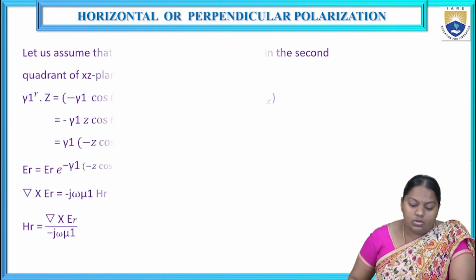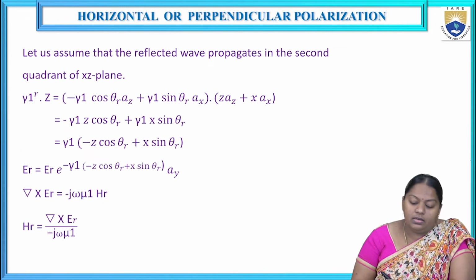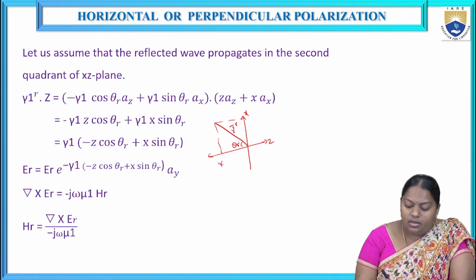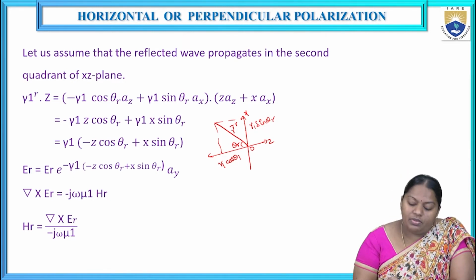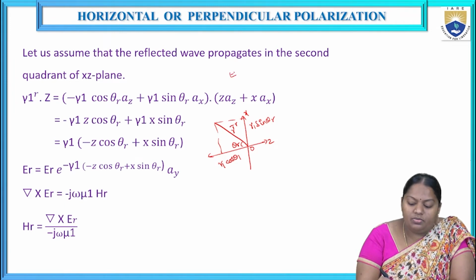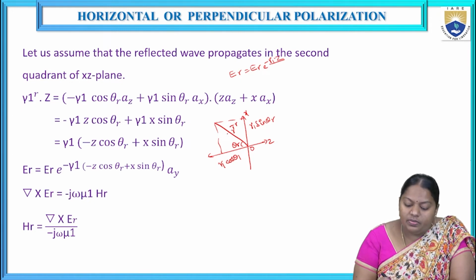Now to evaluate those, which propagation vector do we need to consider? For the reflected wave, the propagation vector is aligned in the second quadrant of the xz plane, so this will be the direction of propagation, and this is θr. Here it will be γ1 cos θr and γ1 sin θr, and in the second quadrant the z value is to be considered negative. From this reflected wave propagation vector, we write again the same formula, Er is equal to Er into e^(-γ1·r), where the propagation vector is minus γ1 cos θr az plus γ1 sin θr ax.